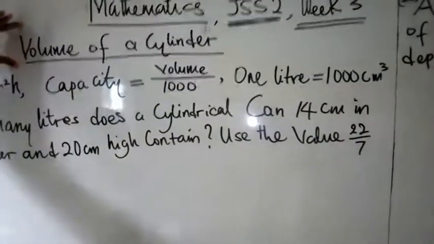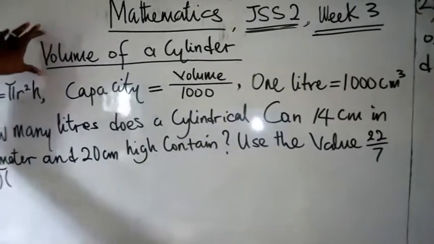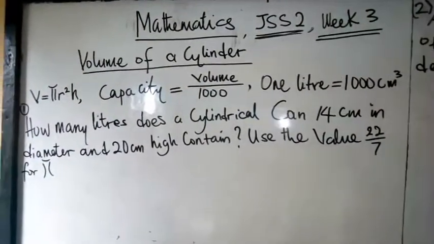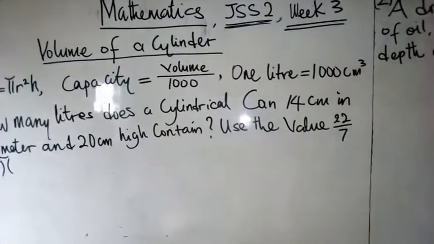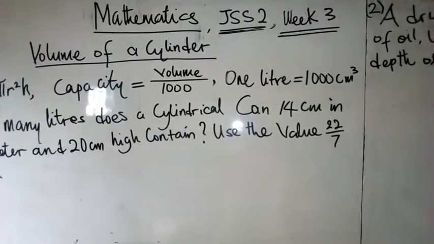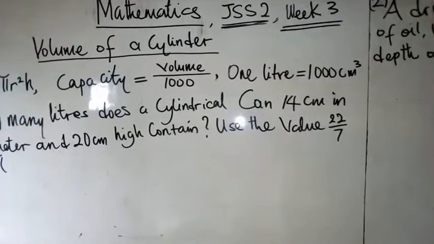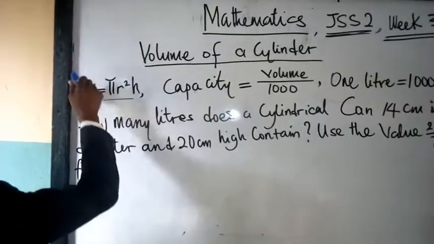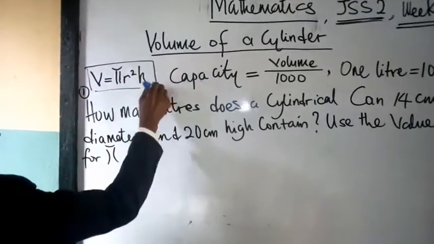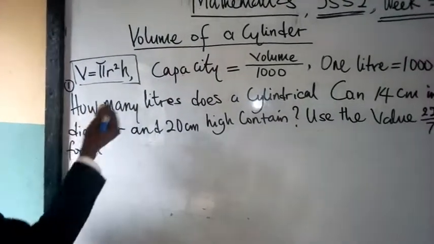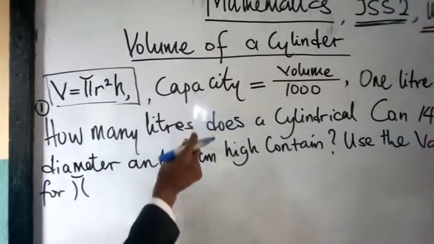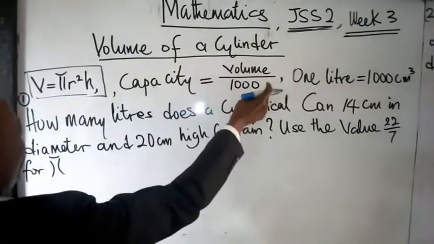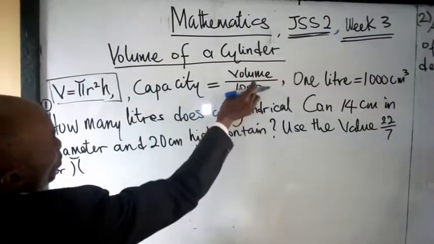As I mentioned before, we are going to take a look at the volume of a cylinder, how to find the volume of a cylinder. You will hear me talk about capacity, because it has the capacity of the cylinder there. Look at the formula here. Find the volume of the cylinder, and then you will hear me talk about the capacity, because you will eventually check what is the capacity.